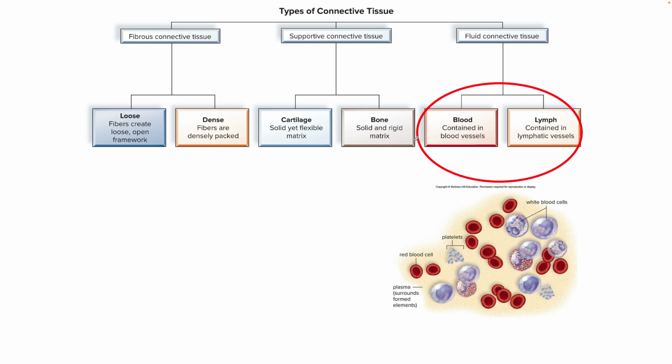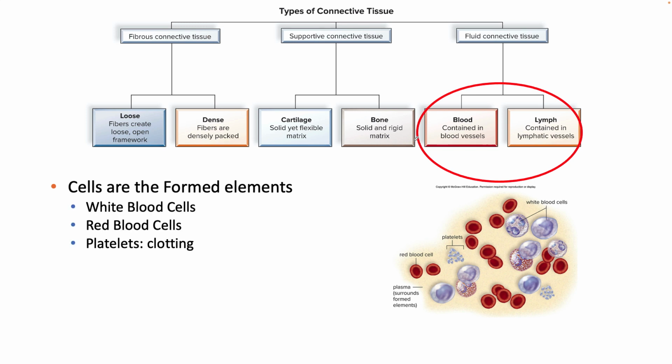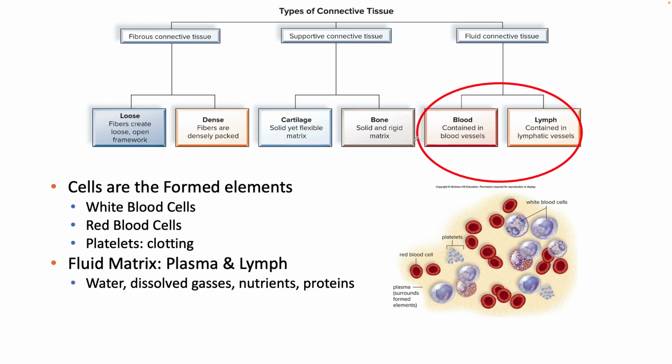Our last 2 types of connective tissue are the blood and the lymph. In this type of connective tissue, the living cells are the formed elements: the red blood cells, the white blood cells, and the platelets that are used for clotting. The non-living matrix is the plasma and the lymph. Within the plasma and the lymph, you're going to find a lot of water, some dissolved gases, nutrients, some proteins, as well as waste. The job of both the blood and the lymph is transport.